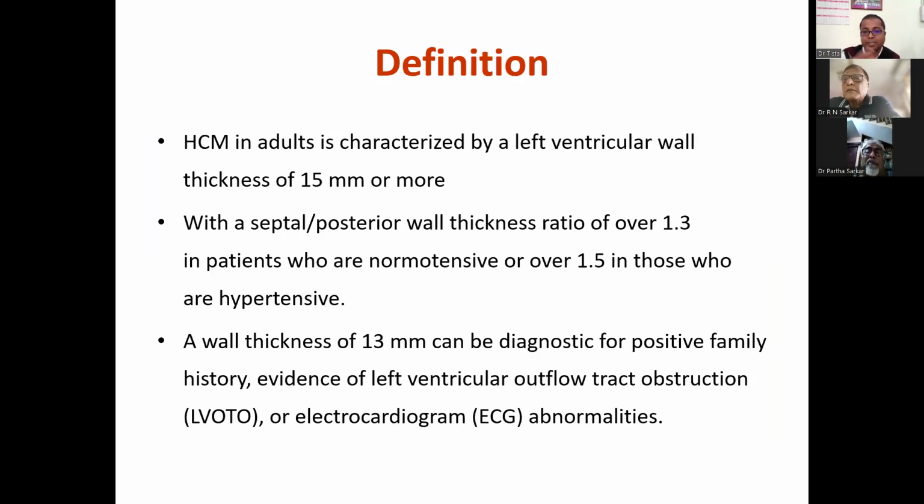You can see here, sir mentioned the LV wall thickness of more than 15. There is another thing, that is the septal to posterior wall thickness of over 1.3 in patients who are normotensive, or over 1.5 in those who have systemic hypertension. So there is an asymmetrical hypertrophy leading to a spiral shaped septum, which is developing into this, causing this obstruction.